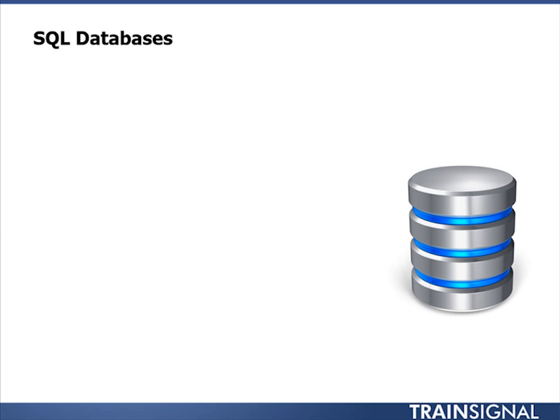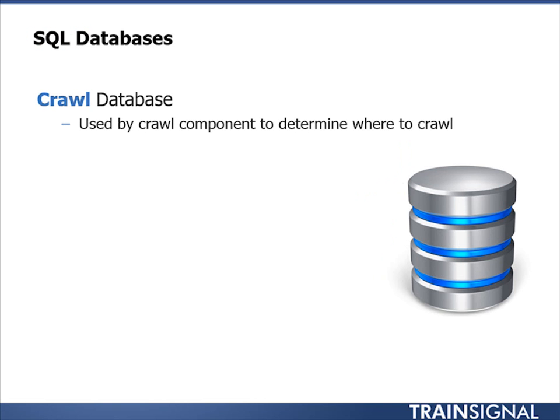Now, as with everything in SharePoint, there is going to be reliance on databases, and Search is certainly no exception. The first database that Search is going to create is a crawl database. My crawl database is used by the crawl component to figure out what it needs to crawl next. Any time we list a location inside of a content source, typically we just list the parent and not all of the children. So my crawl component is going to go, okay, now we've got the parent, let's go find everything else that needs to be crawled.